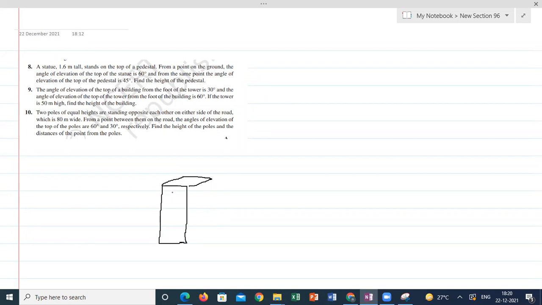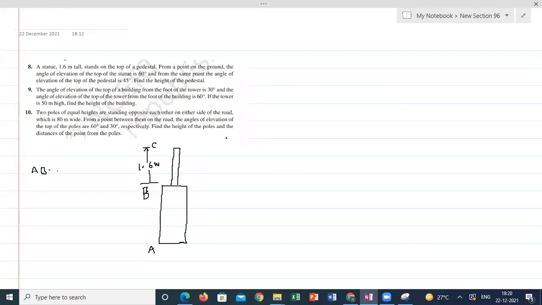So I'm going to draw a 2D diagram, so I don't want to mess. On this there is a statue. This is a statue, for example. So AB is the pedestal, BC is the statue. The height of the statue is 1.6 meter.